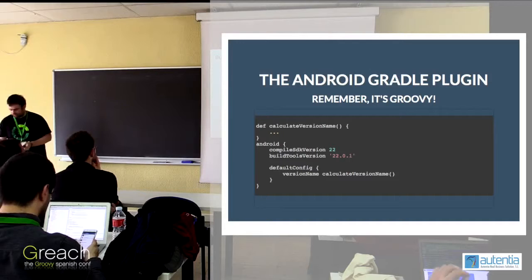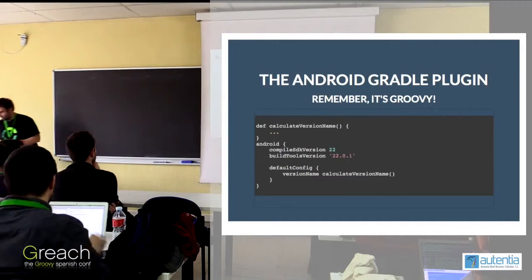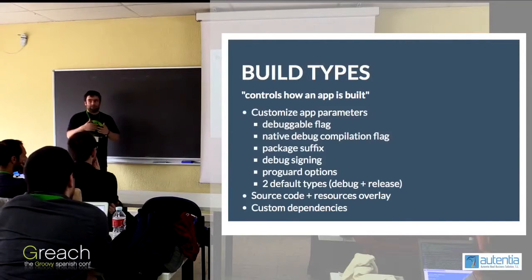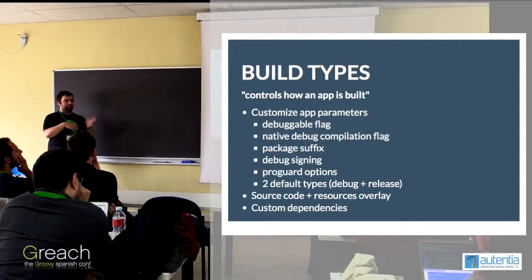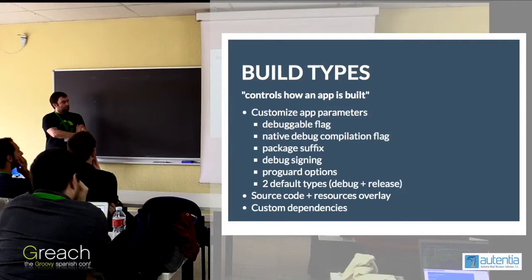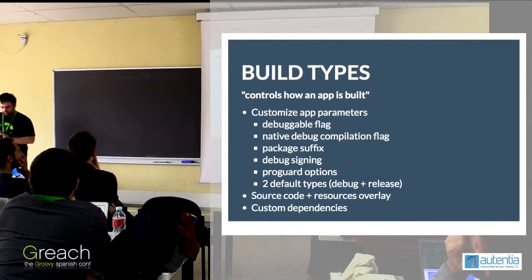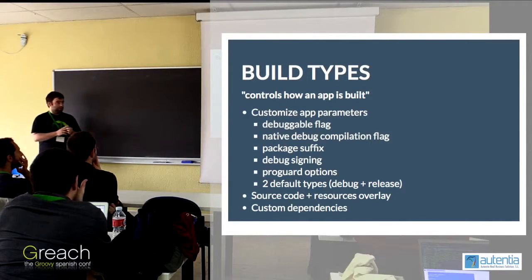I've seen really weird things about that. So that's basically so far so simple. So you apply a plugin, you configure the required things, and you have some optional things you can configure. But one big new concept in the Android build system is build types.